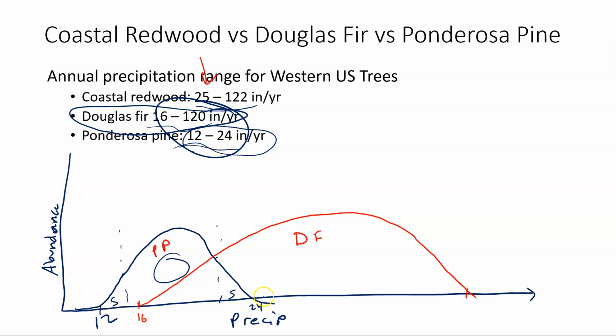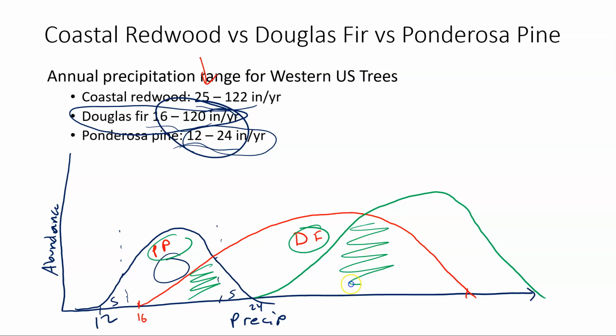So we would expect, if we are looking for trees in different areas, right, that we might find Douglas fir and ponderosa pines together because their niche overlaps there in terms of precipitation amounts. We also might find in the same forest Douglas fir and coastal redwoods because their niche overlaps. What we would not expect to find is in the same forest coastal redwoods and ponderosa pines.